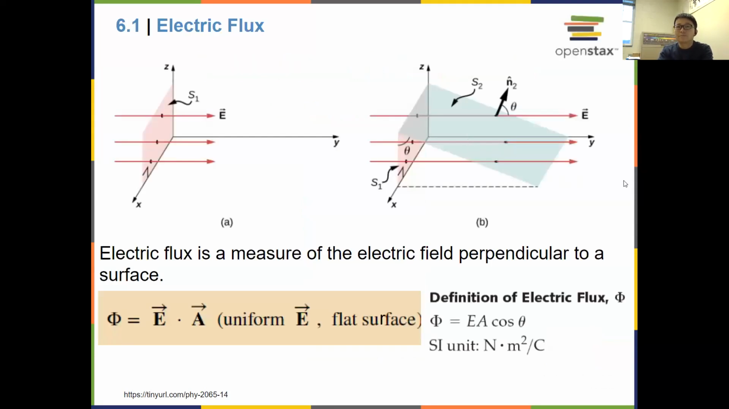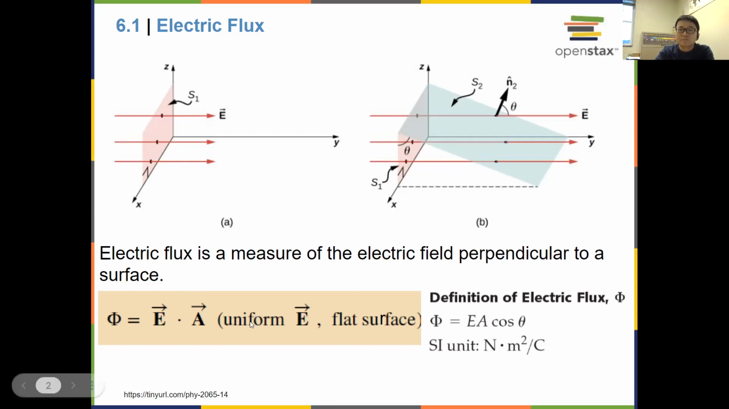First, let's define a term called electric flux. This is a measure of electric field perpendicular to a surface. It's basically how much electric field goes through a surface. Mathematically, the definition is the E field, a vector, dot product with the area of the surface in the normal direction. This is the area vector A, having the magnitude of the area, but in the direction of the normal of the area.